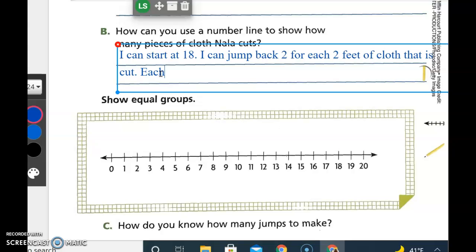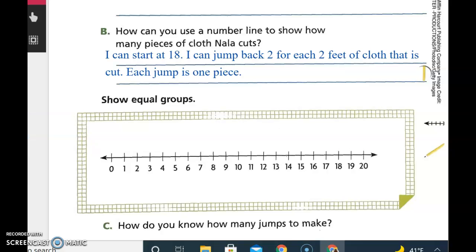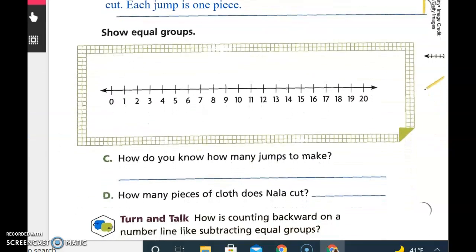Each jump is 1 piece. Okay, if you're at home, go ahead and turn your video off and get that written, or pause your video and get that written. So, where did we talk about we are going to start at?